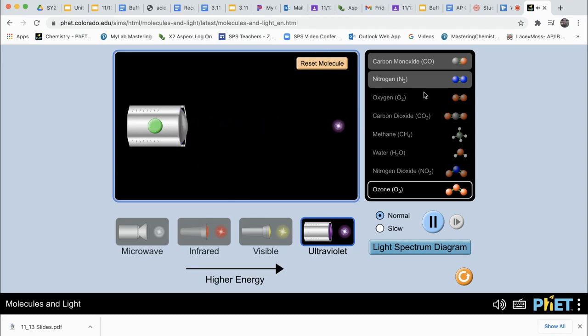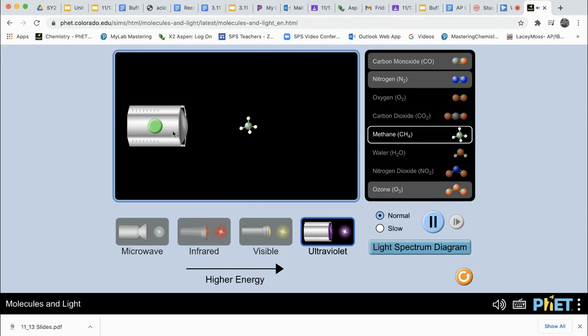Okay, one more thing to show you with methane. Methane is a greenhouse gas. Okay, it's transparent to ultraviolet. No changes there. Again, visible light, no changes.